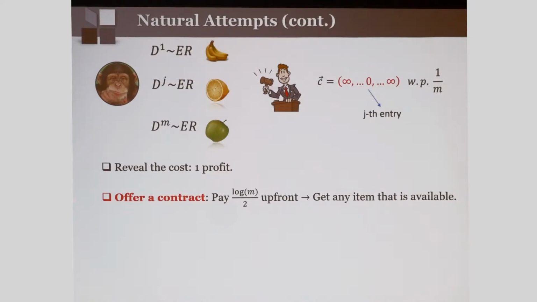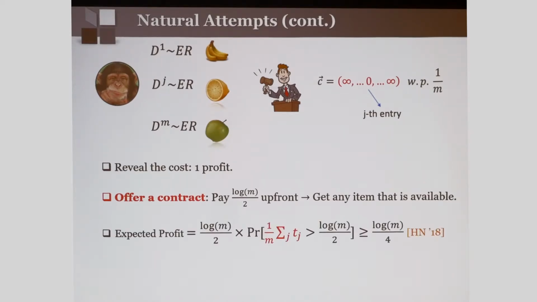Consider the mechanism that offers a contract to the buyer, saying if the buyer pays log m over 2 upfront, she can get any item with zero cost for free. Okay? So we notice that the buyer has to make the choice before she realizes which item has zero cost. So she is able to get each item with probability 1 over m, right? So her expected utility is the average of these values, and by EC'18, we know that the expected profit of this mechanism is at least log m over 4.